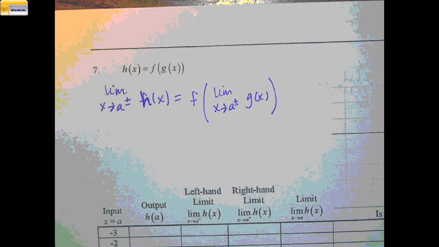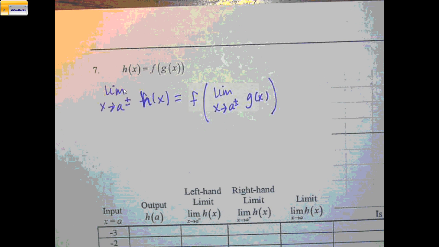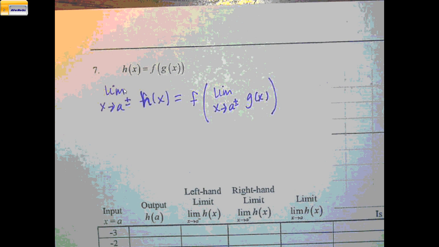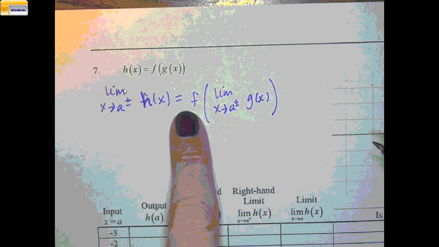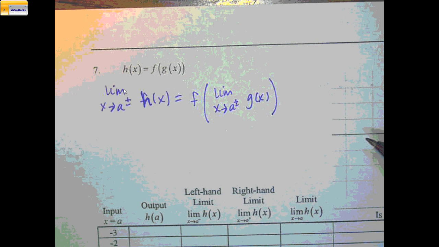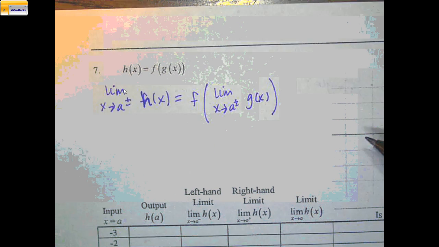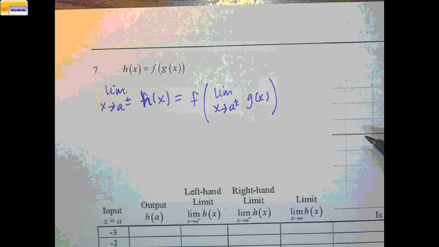So rather than finding f of g of x, which is kind of a nightmare in and of itself, and then finding the limit, just use what we know about the limit of g of x and plug it into the function f. We're going to start this one together. So everybody have that much written down? Okay. Here's what that looks like.